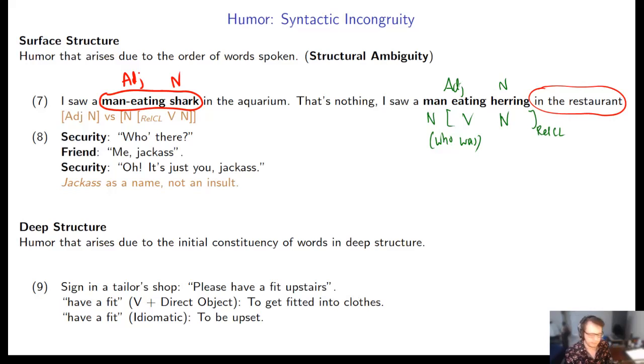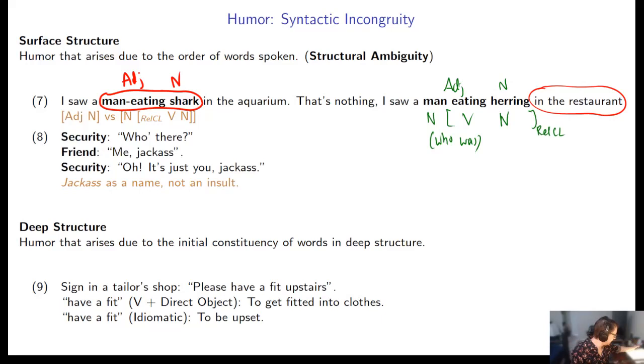Okay, this is a fun one, I actually like this one. So it's late at night, a security officer is working. One of his friends wants to surprise him, so he knocks on the door. The security officer says, "Who's there?" The friend replies, "It's me, jackass." And the security officer says, "Oh, it's just you, jackass."